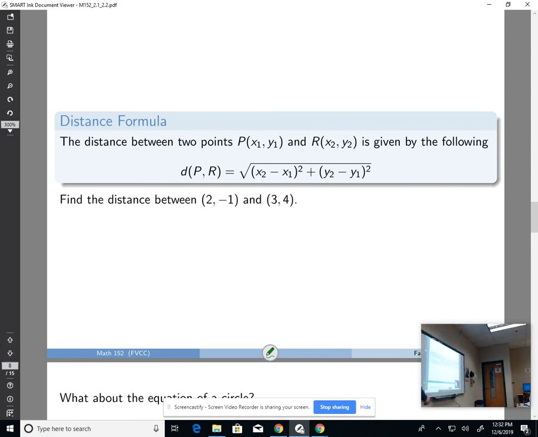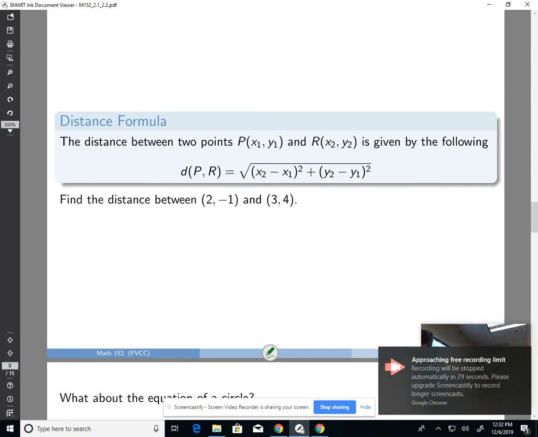For an exercise, I want you to find the distance between (2, -1) and (3, 4).